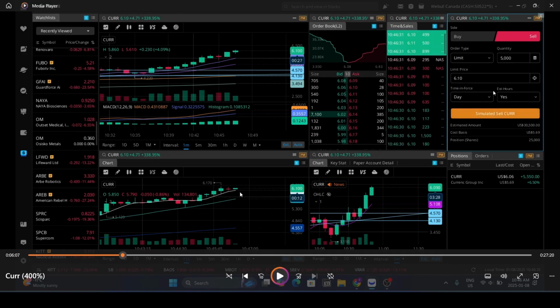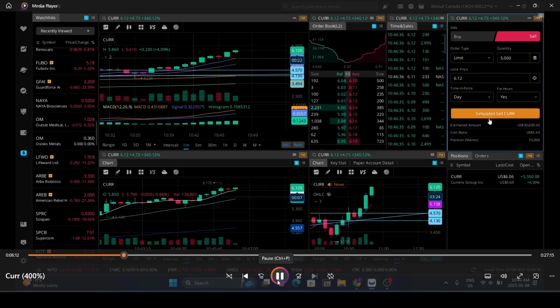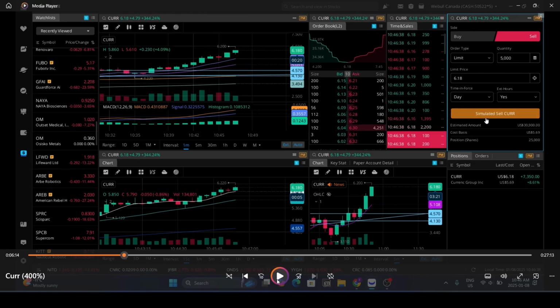Like this is a pullback, and then we have a 7,000 share buyer over here at 602. So that would be a good level of resistance. But let's watch what it does. Did it break? Yeah, it seems like it's breaking. So you could buy for the break and the extension.